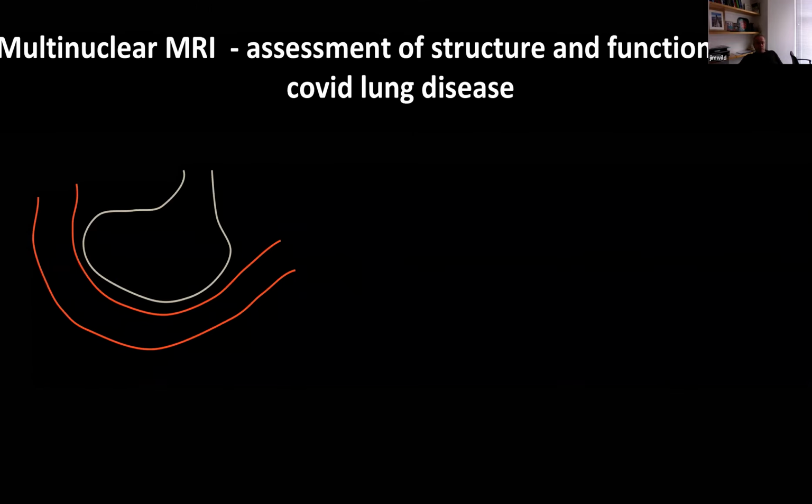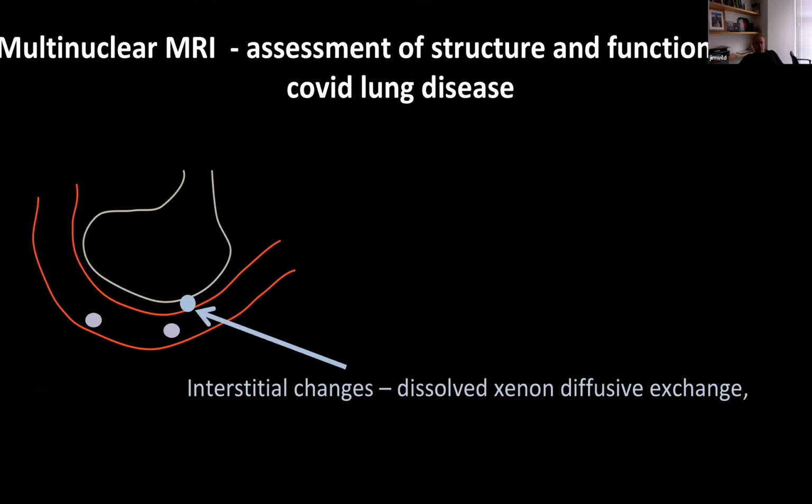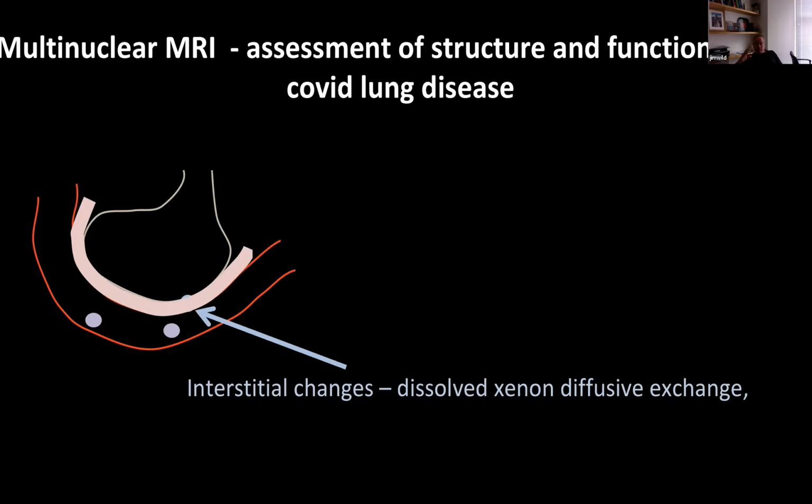And then there's diffusion in the membrane transfer sense. So measuring diffusion across the alveolar capillary membrane, where we've got interstitial changes, where there's endothelial disruption, thickening of the interstitial alveolar capillary barrier, we can measure this dissolved diffusive exchange. So that's gas transfer in the classical physiology sense. We can measure xenon in the gas phase. We can also measure it dissolved in the tissue or the membrane, and we also measure it in the red blood cells as well.